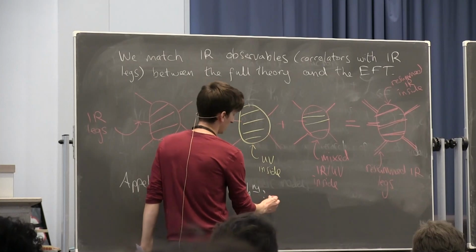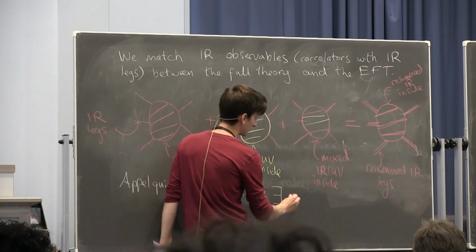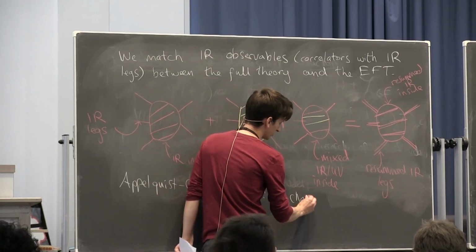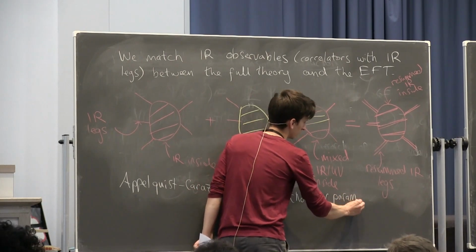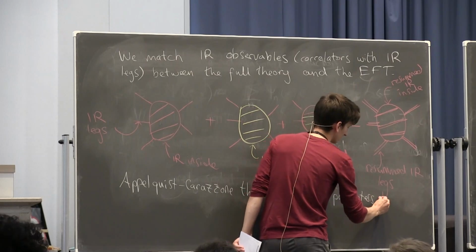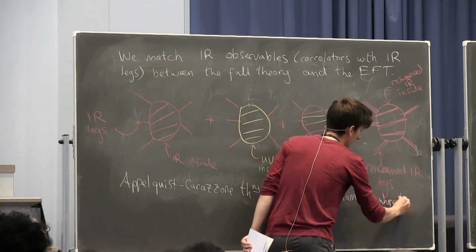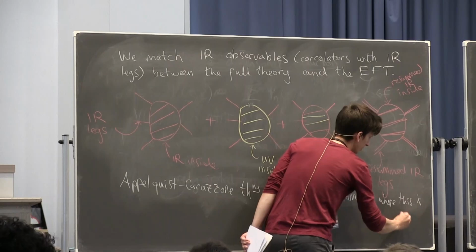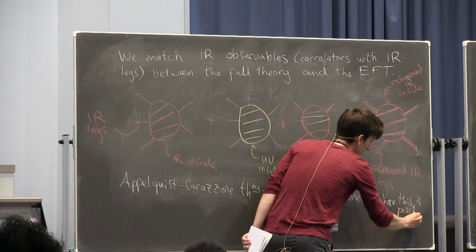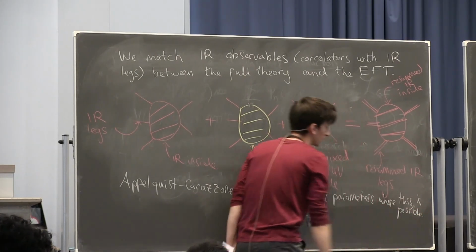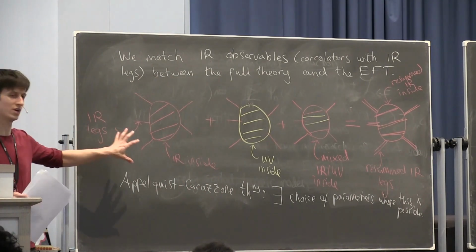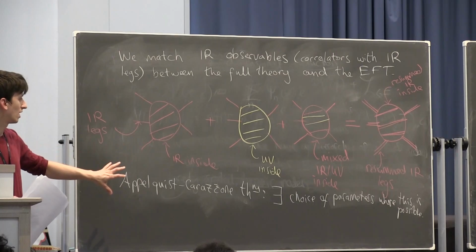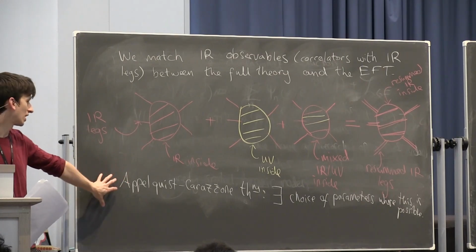So essentially the theorem states that there exists a choice of parameters where this is possible. The original theorem was somehow specific to certain renormalization schemes, but has been generalized since.